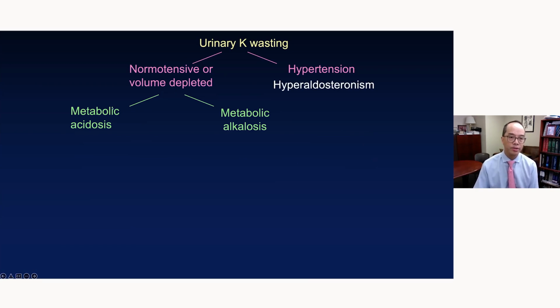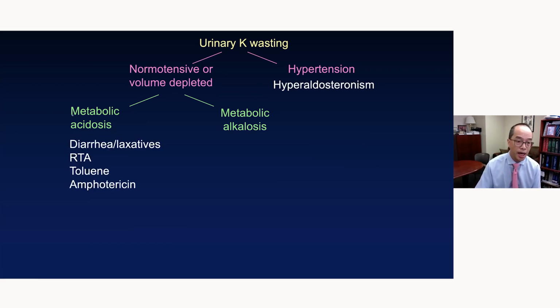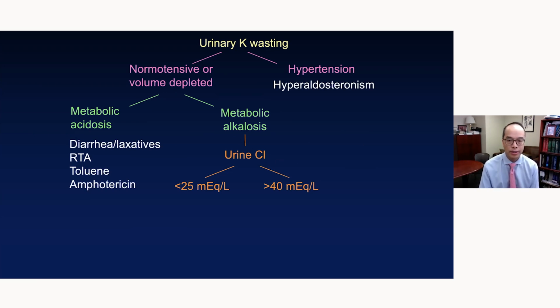Sometimes hypokalemia is associated with metabolic acidosis. This is unusual and usually suggests either diarrhea, renal tubular acidosis, toluene abuse or glue sniffing, or amphotericin toxicity. More commonly, this is associated with metabolic alkalosis. In this case, the urine chloride is critical. If the urine chloride is low, it suggests that the patient is vomiting.